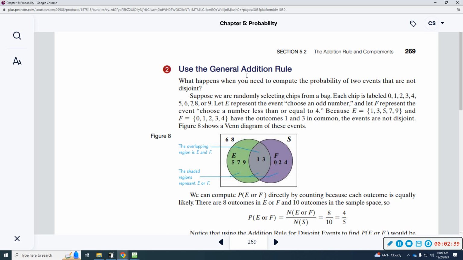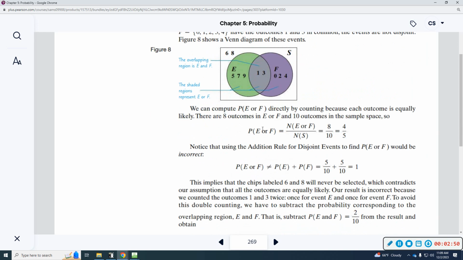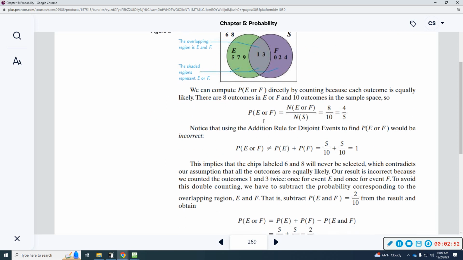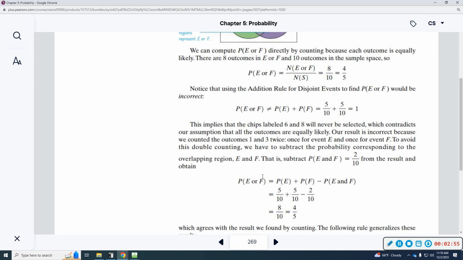So the general addition rule would be if the events are not mutually exclusive, if they do have some events in common, if they overlap. So the probability of E or F generally is the probability of E plus the probability of F minus the intersection. And so let me try to show you a drawing of that, maybe to help you understand what's going on or why they use that formula.